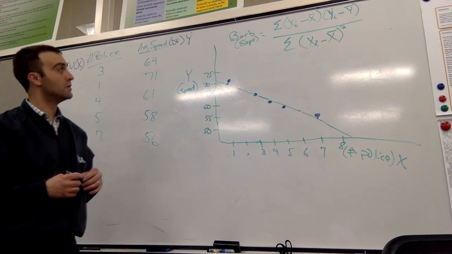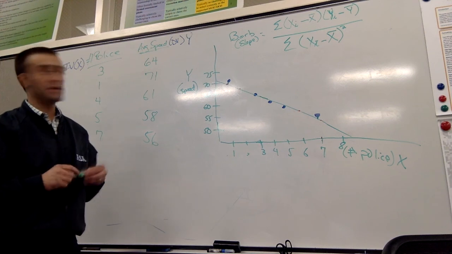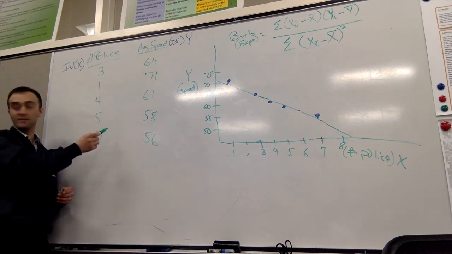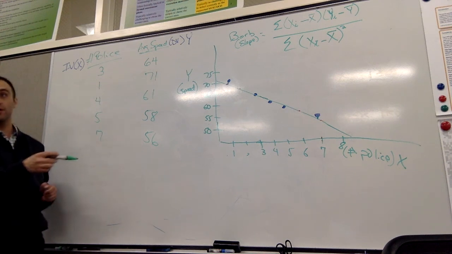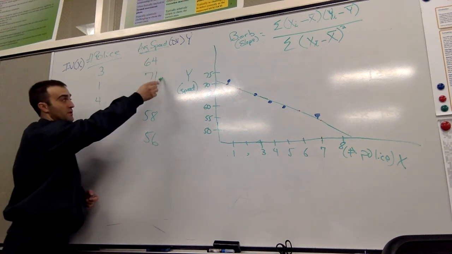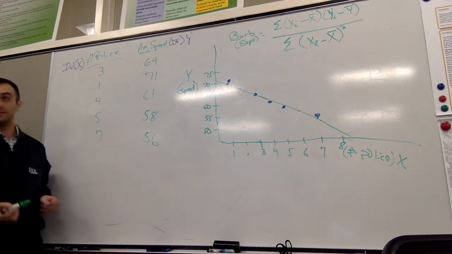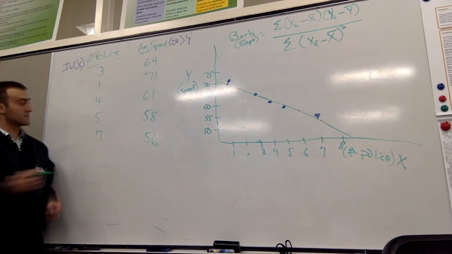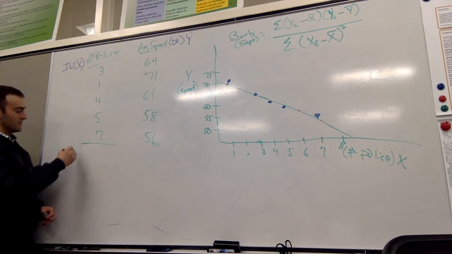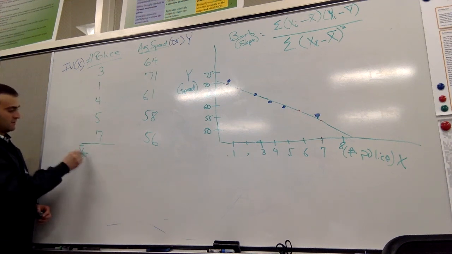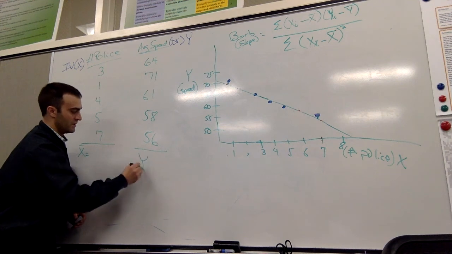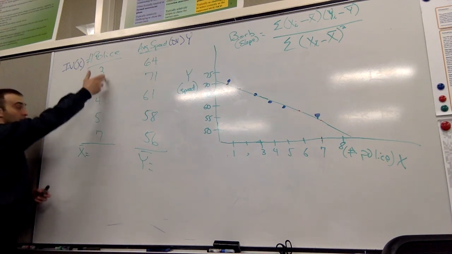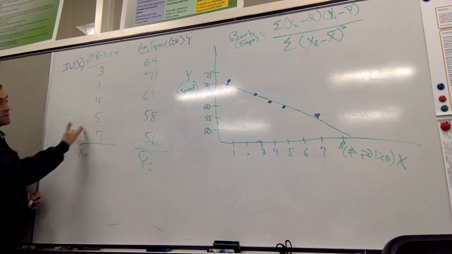We know all of our individual x's. 3 is an x sub i, 1 is an x sub i, 4 is an x sub i, and so on. We know each of our individual y's: 64, 71, 61, 58, 56. But we don't know x bar, y bar, the mean of x and the mean of y. But we can calculate that pretty easily for each by adding up the x's and dividing by the n of 5.